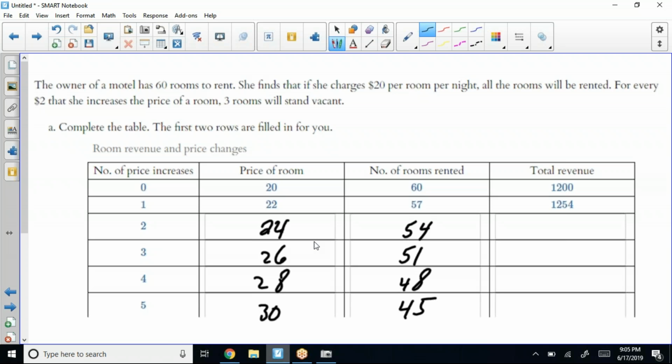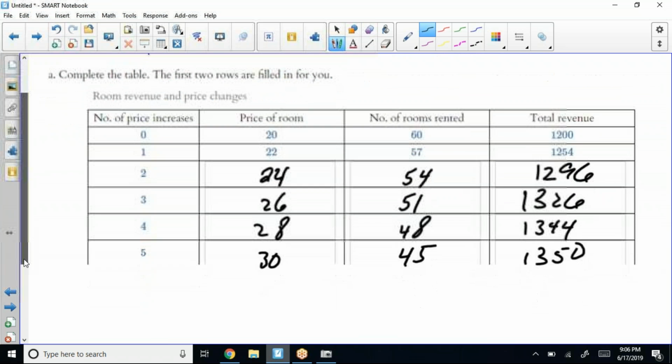All right, so if you multiply those, 24 times 54 is 1296. 26 times 51 is 1326. 28 times 48 is 1,344. And then 30 times 45 is 1,350. All right, so the table continues, right?